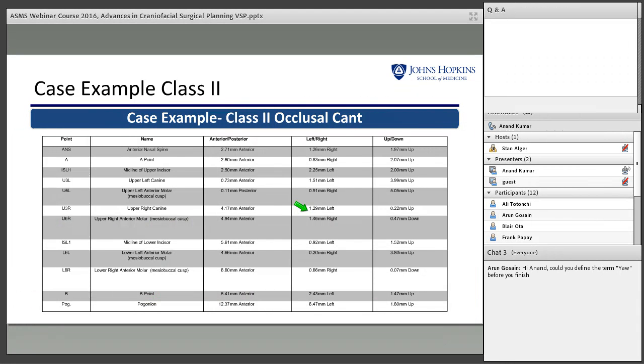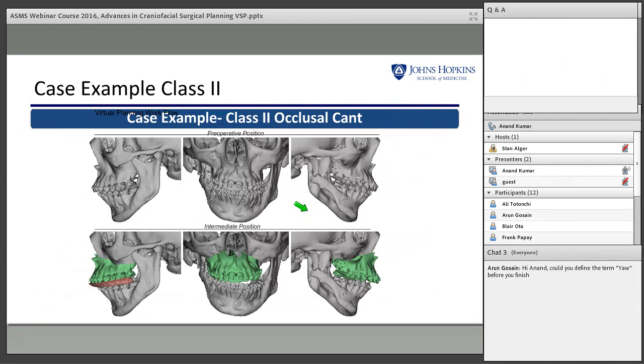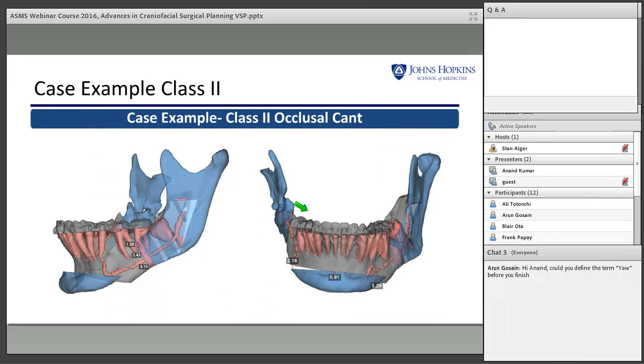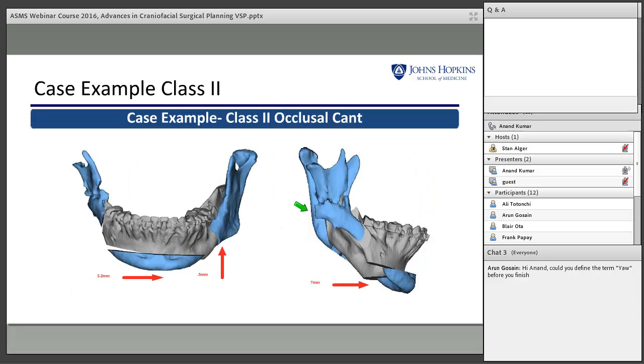So here's the motions that we planned. Here's the virtual surgical plan. As you can see, quite a pretty significant occlusal cant. Here's the intermediate position. Here's the final position with asymmetric genioplasty. There's the finite analysis of the advancement of the chin, right? And here's the plan. This is how many millimeters left I'm going to go as well as over. And this is, in essence, a propeller genioplasty, kind of a standard type of thing for hemifacial.